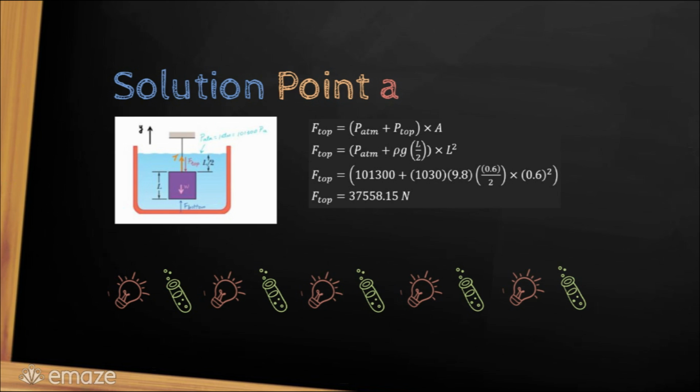101,300 plus 1030 times 9.8 times 0.6 over 2, times 0.6 squared, and from that we know that the force on the top of the cube is 37,558.15 newtons.